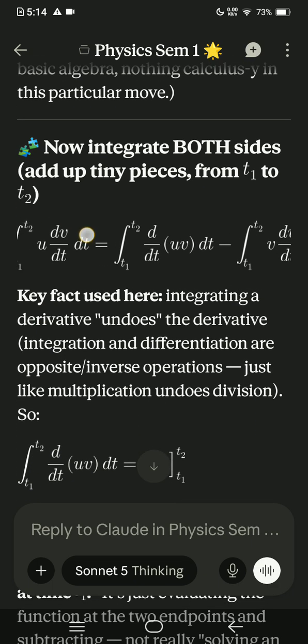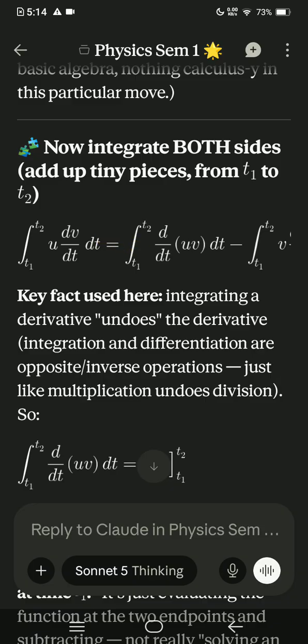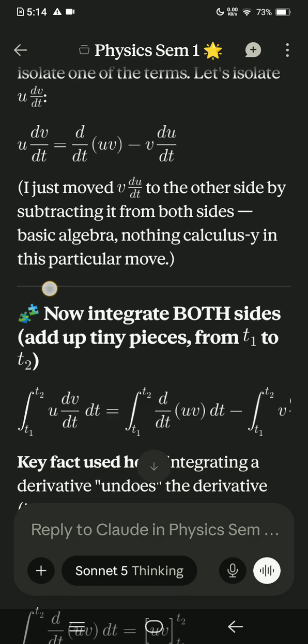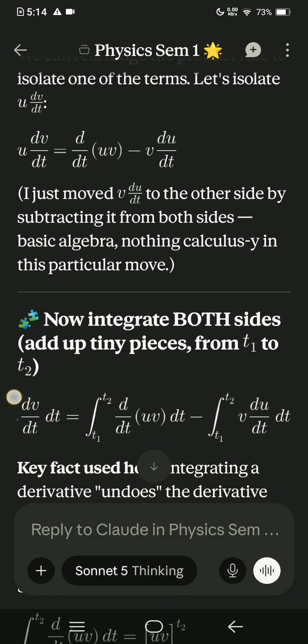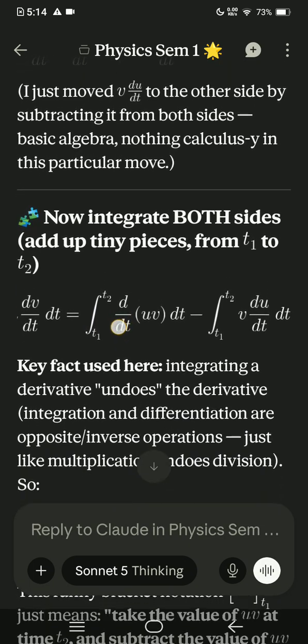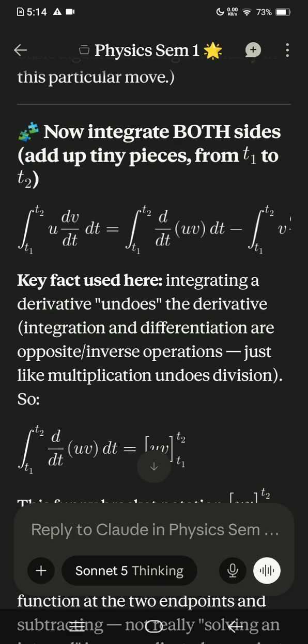Now integrate both sides, add up tiny pieces from T1 to T2. Integrating both sides from T1 to T2. Okay. बस इंटीग्रल का साइन लगाया है. No changes. Key fact used here: integrating a derivative undoes the derivative. Integration and differentiation are opposite or inverse operations, just like multiplication undoes division.